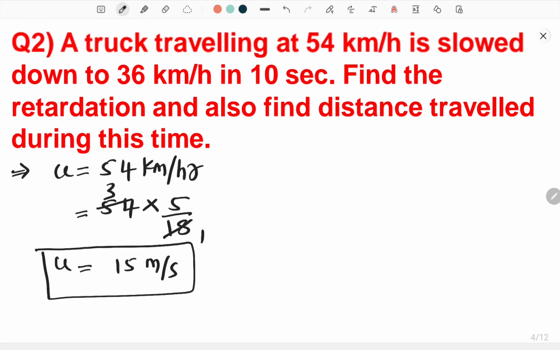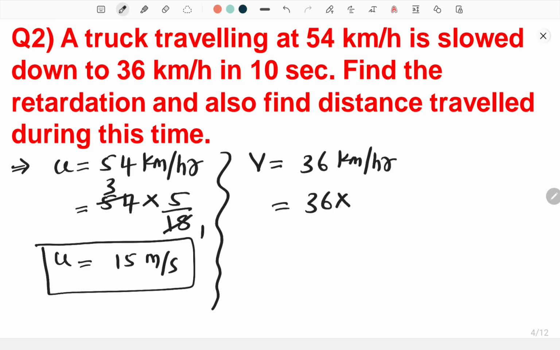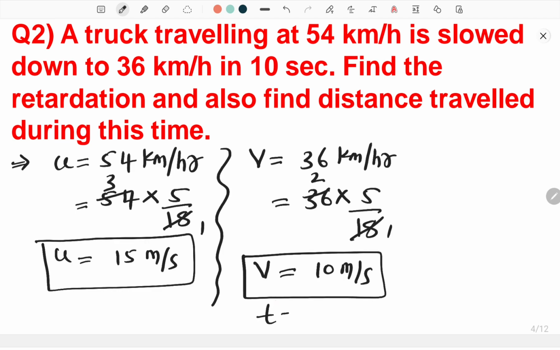All right, and final velocity, definitely we can find out the final velocity here only. So v is equal to how much is that? 36 km per hour. So that can be written as 36 into 5 by 18. So 18 ones are, 18 twos are. All right, so it becomes 10 meter per second. The final velocity is 10 meter per second. All right, and time taken is 10 seconds. So this is also given, no, time is also given, that is 10 seconds.